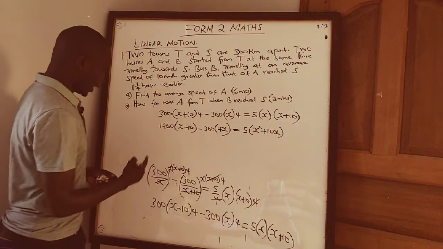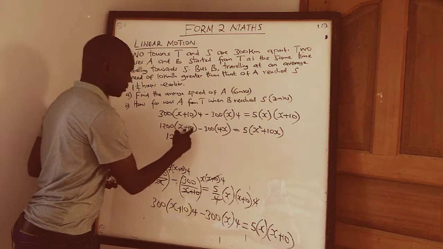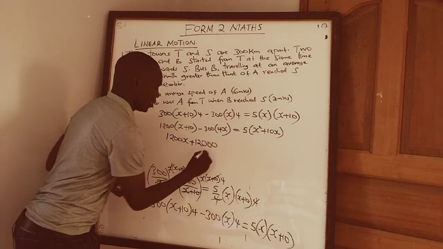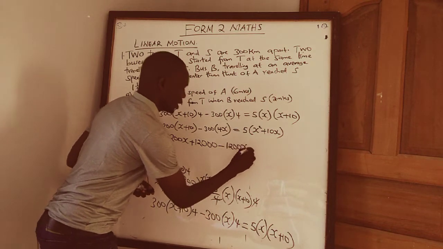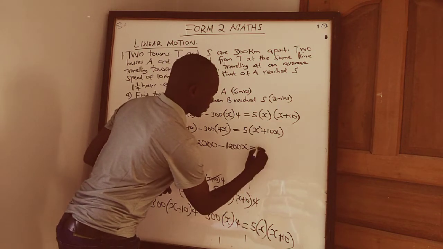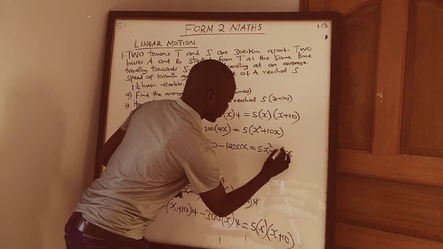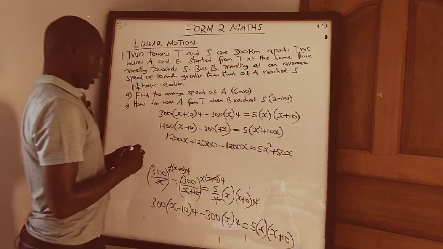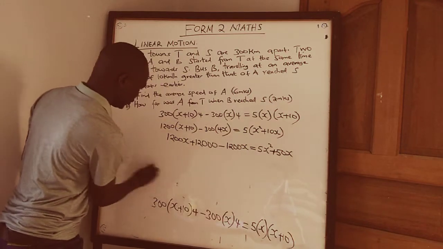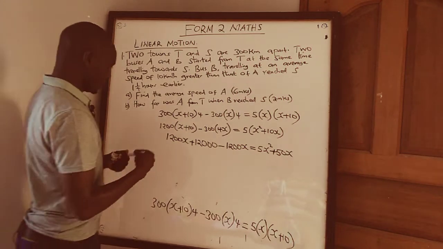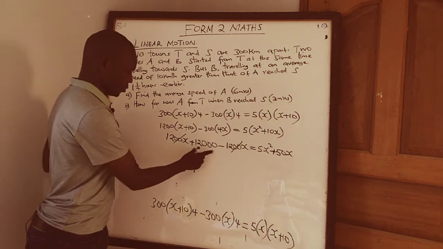From here now, if we open the brackets, we are going to have 1200 times x, you get 1200x. Then 1200 times 10, you get positive 12,000. Then minus 300 times 4x, we are going to get minus 1200x. And 5 times x squared is 5x squared. Then 5 times 10, we have 50x. Then from there, we collect the like terms. This is 1200x minus 1200x. This one and this one will give us 0, so that we remain with 12,000.